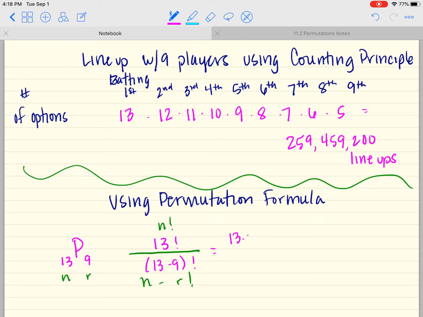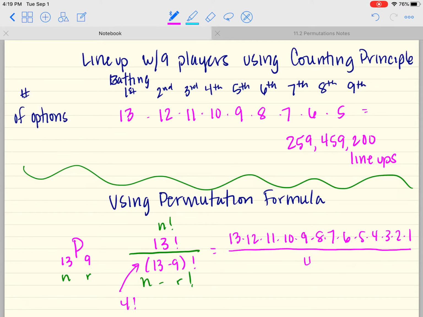So what happens here is we have 13, 12, 11, 10, 9, 8, 7, 6, 5, 4, 3, 2, 1. Not what we had in the answer because we stopped at 5, right? Well, this is why we need the n minus r factorial on the bottom. So 13 minus 9 is 4 factorial on the bottom, right? And 4 factorial would be 4 times 3 times 2 times 1. And what happens is the 4, 3, 2, and 1 cancel, and we are left with exactly the same calculation we made using the counting principle.